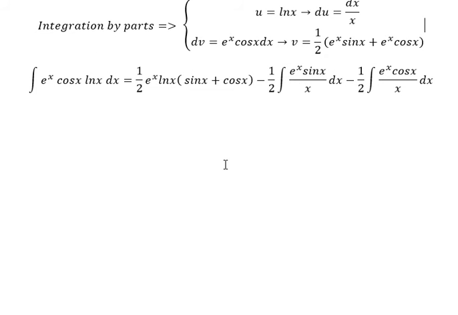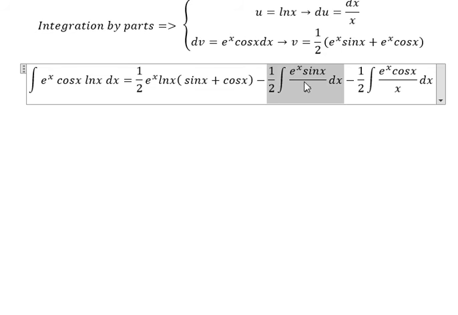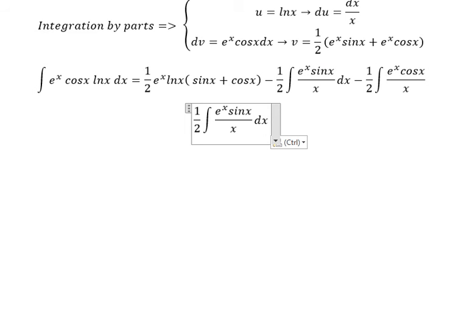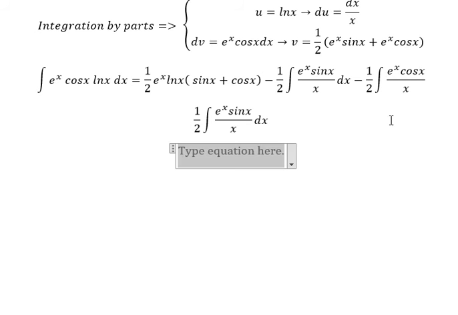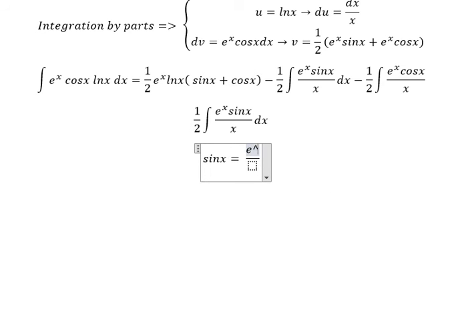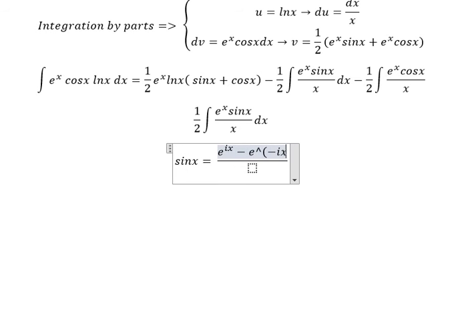now we need to calculate one by one, so I choose this one first. We have sine s equals e to the power of is minus e to the power of negative is, over 2i. This is the formula for sine s converted to exponential form.